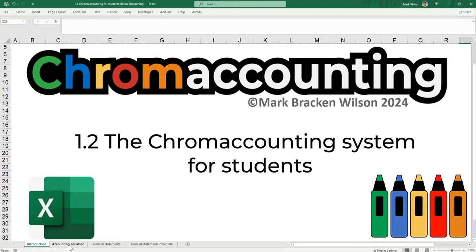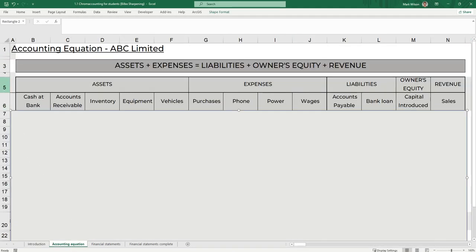So, what we have for our students is Excel based. We've got in row 3 here the accounting equation, which is assets plus expenses equals liabilities plus owner's equity plus revenue. So we've got all of the assets here. We've got 5 assets. We've got cash at bank, accounts receivable, inventory, equipment, and vehicles. We've got 4 expenses. We've got 2 liabilities, and owner's equity and sales, just to start off.